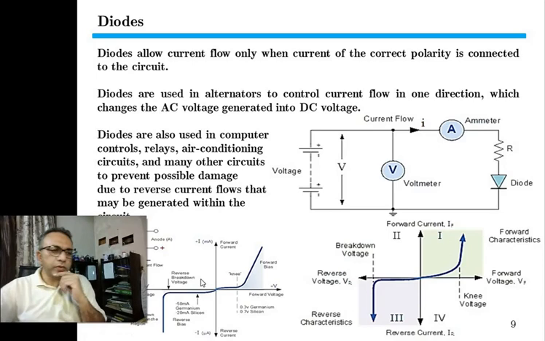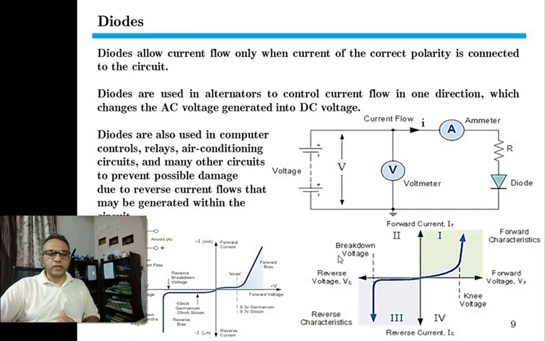Now, in the characteristics, the diode will either work in the first quadrant or in the second quadrant. So let us discuss this graph. This graph shows the voltage-current characteristics of a diode. On the x-axis, we have the voltage across the diode, and on the y-axis, we have the current through the diode. When the diode is forward biased, it will work in the first quadrant, and when the diode is reverse biased, then the diode will work in the third quadrant.